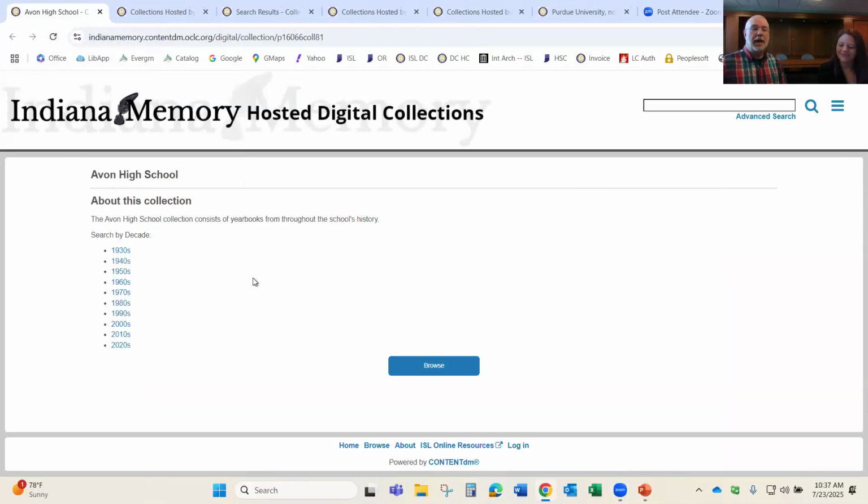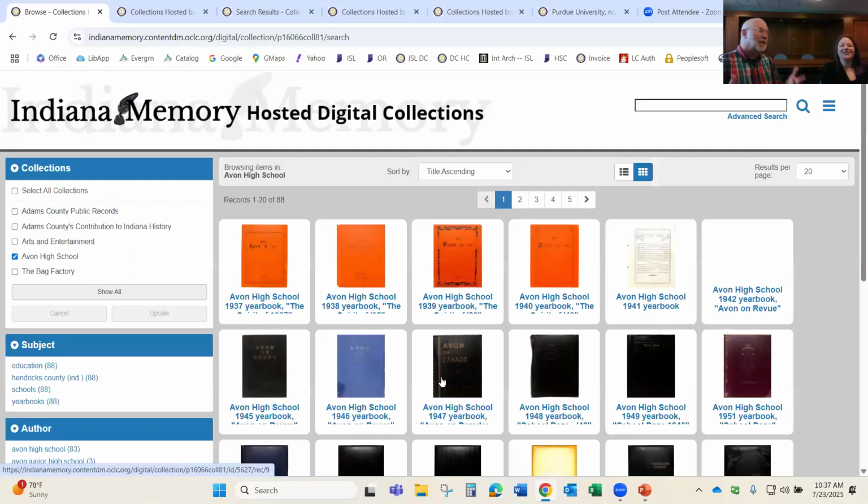This is a good example, Avon High School. This has a very specific goal. They did their high school yearbooks. You can see that they've done them by years. Okay, we'll go to browse. Well, that was the landing page. I wanted to show that as well. But yeah, Avon High School had a very specific goal: we're going to put up our yearbooks. That is a very good, focused collection.